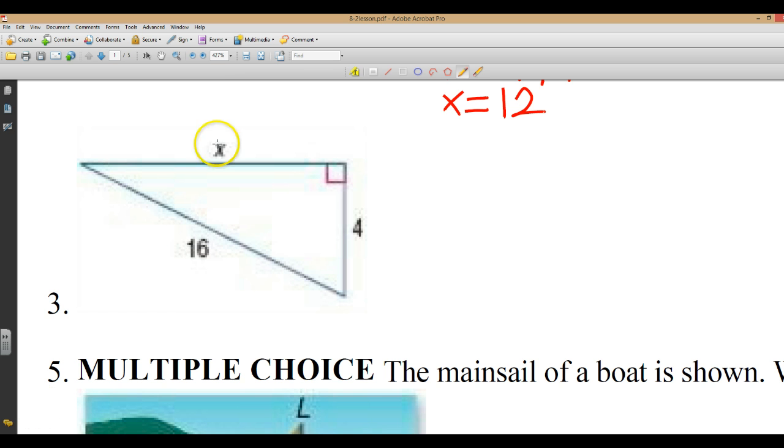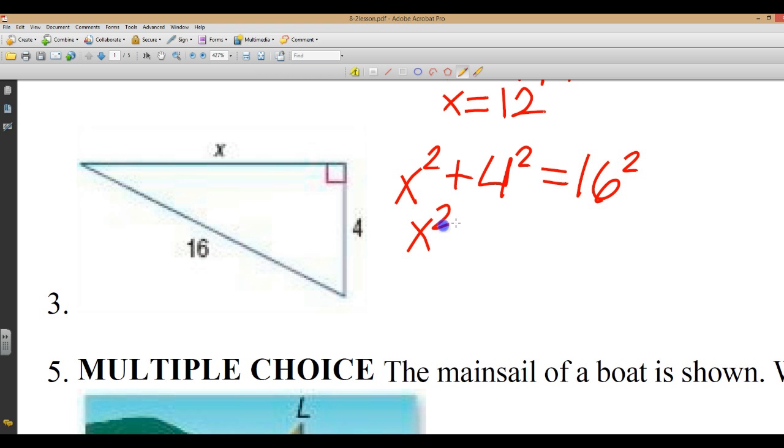For number 3, we want to find the leg. So the Pythagorean theorem says leg squared plus leg squared is equal to hypotenuse squared. So x squared plus 16 is equal to 256. If we subtract 16, we get 240.